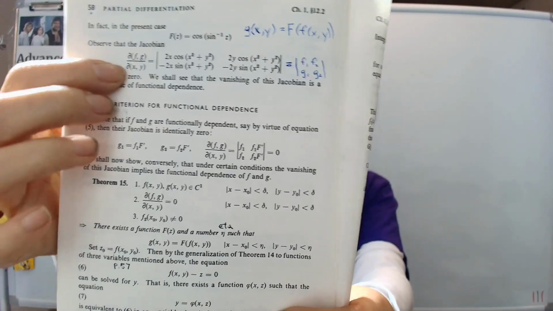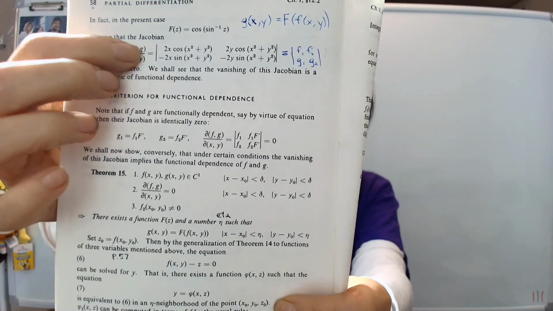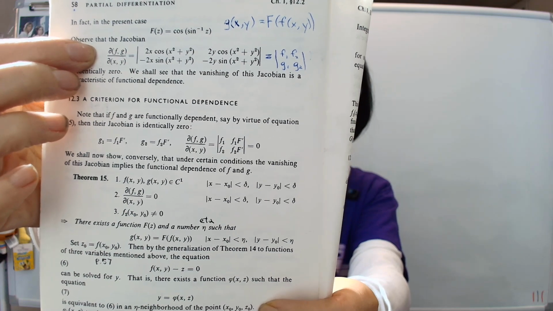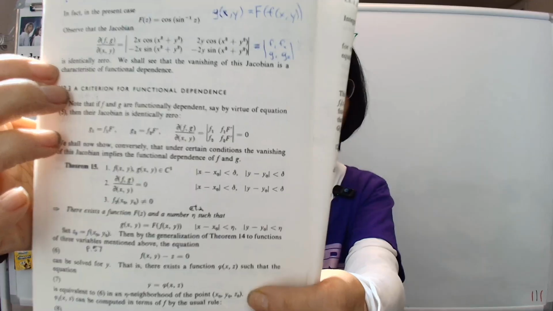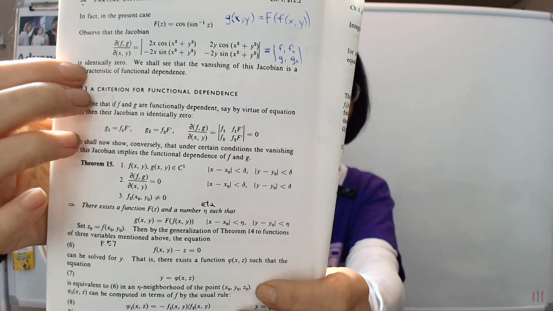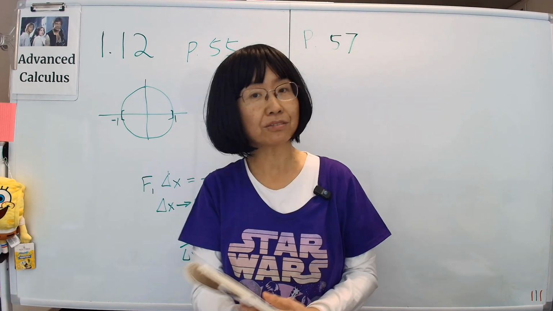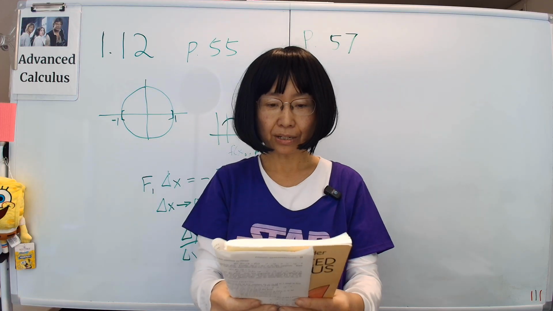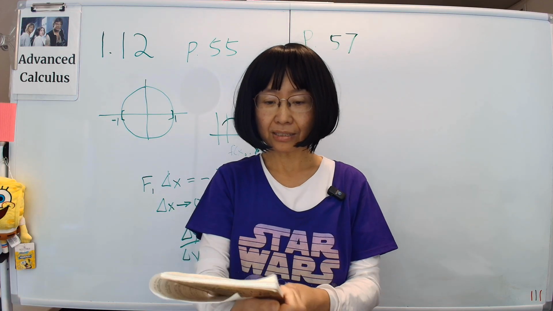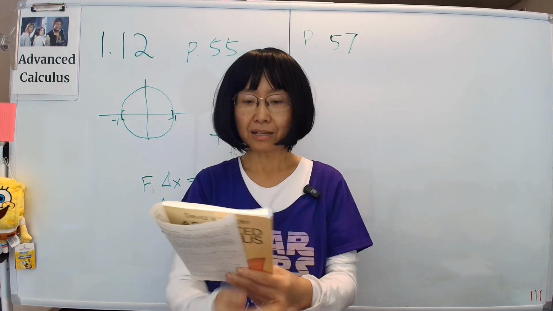Now, for that particular function, if you calculate the Jacobian, you will end up with something like this, and you will quickly notice that the Jacobian equals 0 all the time, in other words, identically 0. This is a situation that is characteristic of functional dependence. So let's look at the next theorem, a criterion for functional dependence.